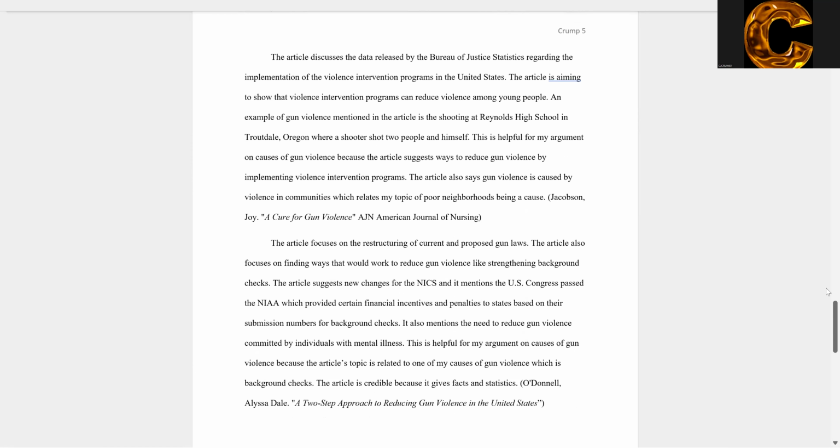The article discussed the data released by the Bureau of Justice Statistics regarding the implementation of violence intervention programs in the United States. The article is aiming to show violence intervention programs can reduce violence among young people. An example of gun violence mentioned in the article is the shooting at Reynolds High School in Troutdale, Oregon, where a shooter shot two people and himself. This is helpful for my argument on the causes of gun violence because the article suggests ways to reduce gun violence by implementing violence intervention programs. The article also says gun violence is caused by violent communities, which relates to my topic of poor neighborhoods being a cause.